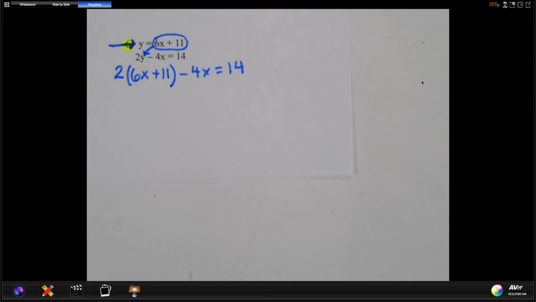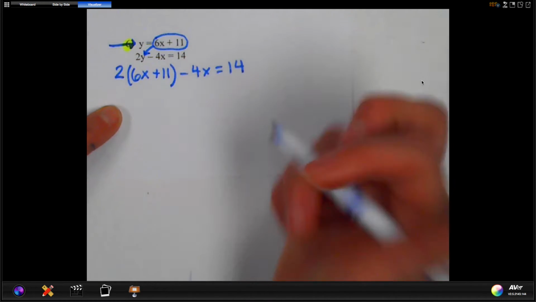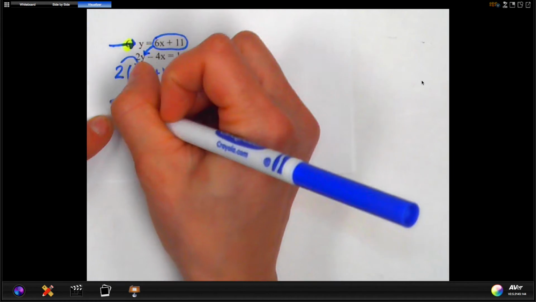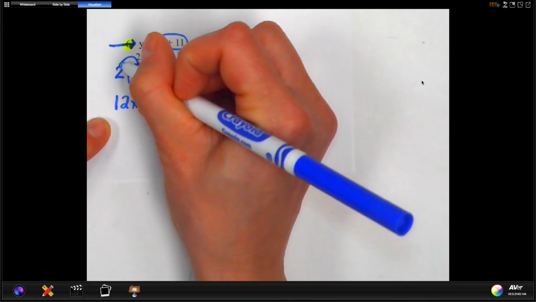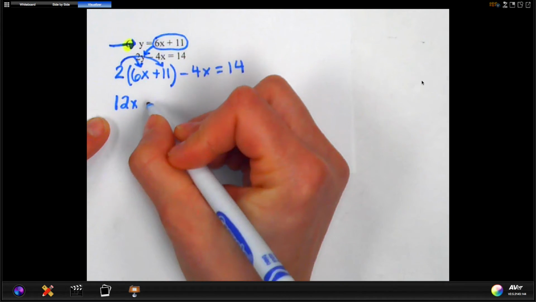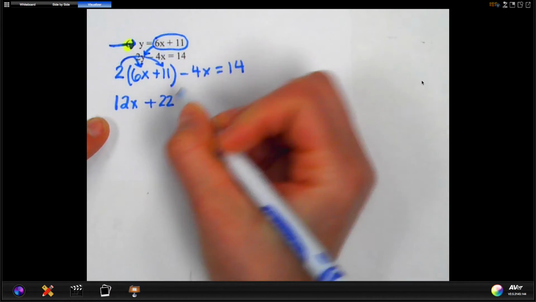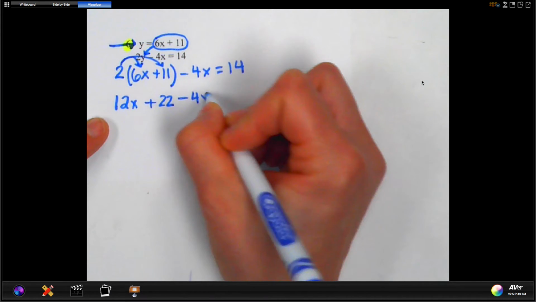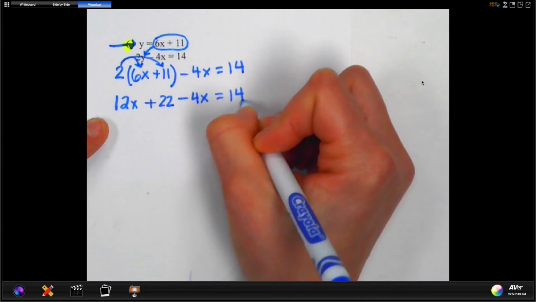Now, you have to recall what we did to get rid of parentheses. We have to use our order of operations. So the next thing we do is distribute or multiply. So 2 times 6x is going to give us 12x. 2 times positive 11 gives us positive 22. The next part's not in the parentheses, so we're just going to bring down minus 4x and equal 14.